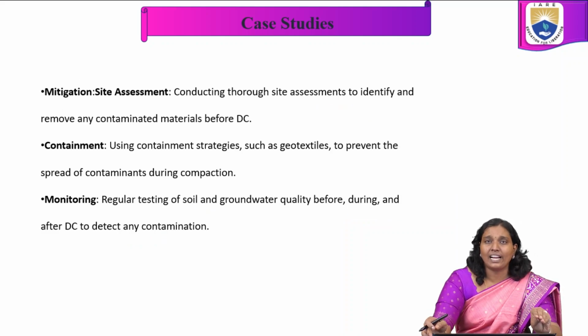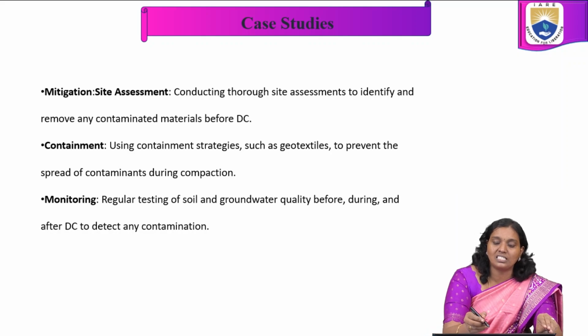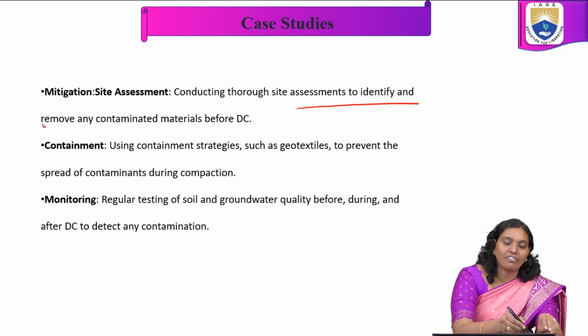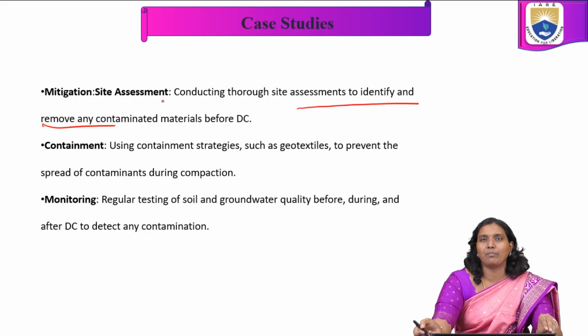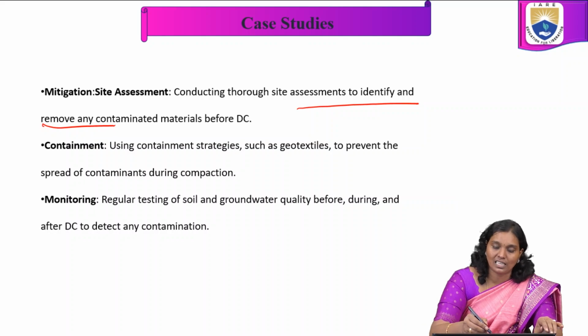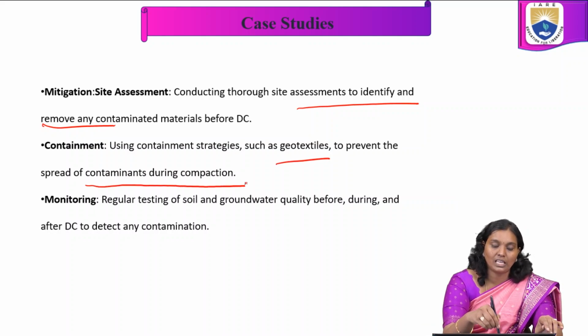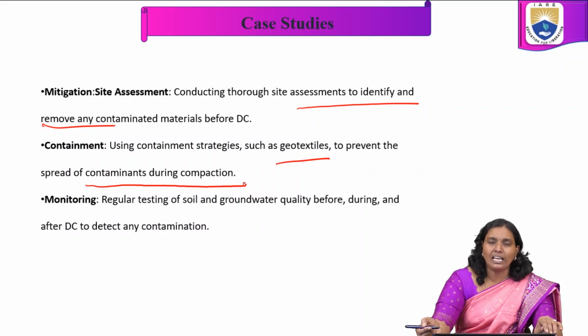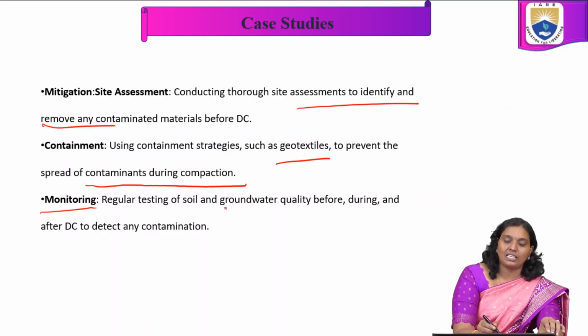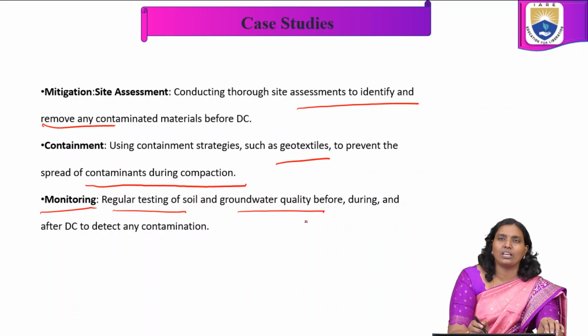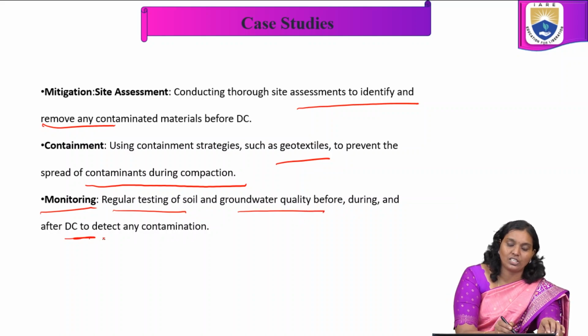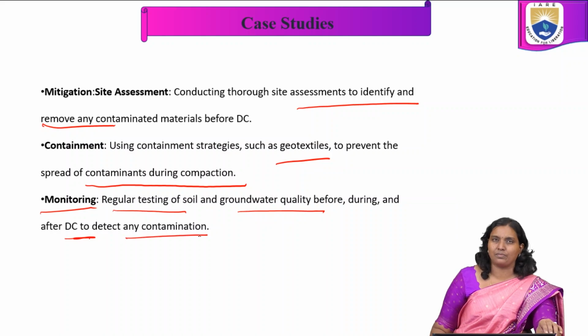In site assessment, conducting thorough site assessments to identify and remove any contaminated materials before dynamic compaction. Also containment, using containment strategies such as geotextiles to prevent the spread of contaminants during the compaction. And regular testing of soil and groundwater quality before, during and after dynamic compaction to detect any contamination.